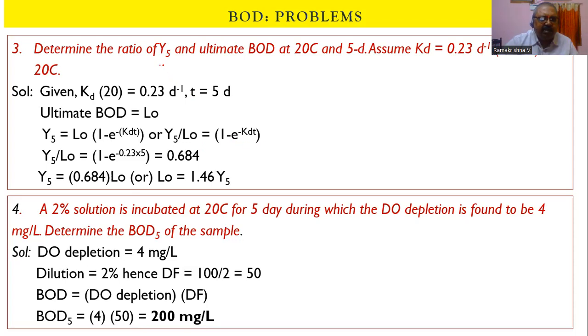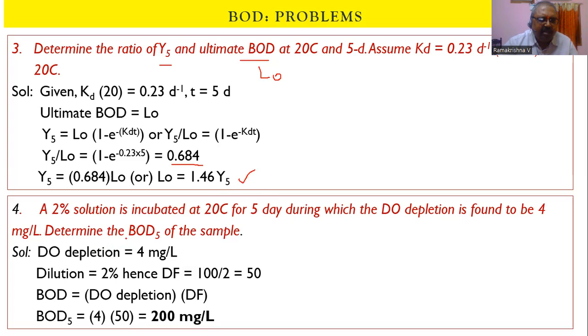What is asked here? Ratio of Y5 and ultimate BOD. Ultimate BOD is nothing but your L0, that is at t is equal to infinity. So when you substitute all these values, you get 0.684. So Y5 is equal to 0.684 L0. That is, 5-day BOD is 68.4% of ultimate BOD. Ultimate BOD is equal to 1.46 times the 5-day BOD. So this is an important relation which will come up in the treatment operations of wastewater.